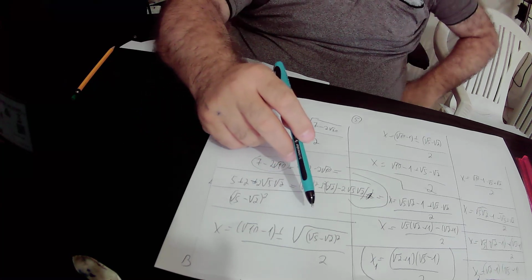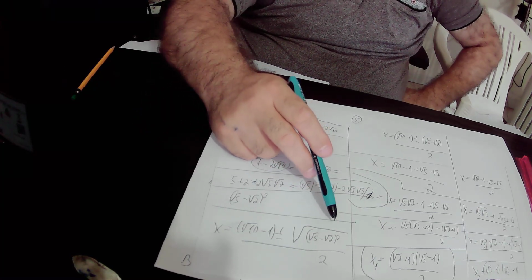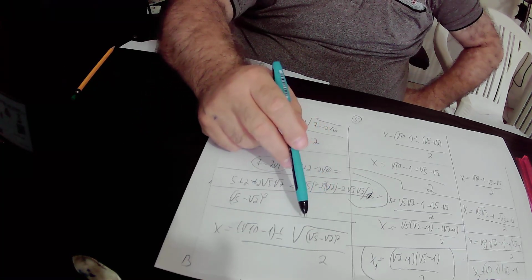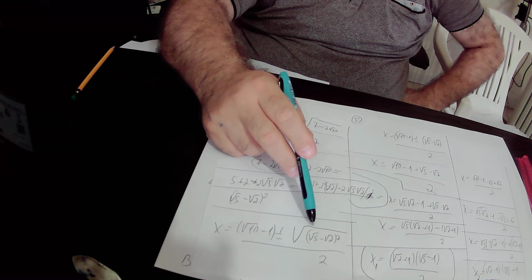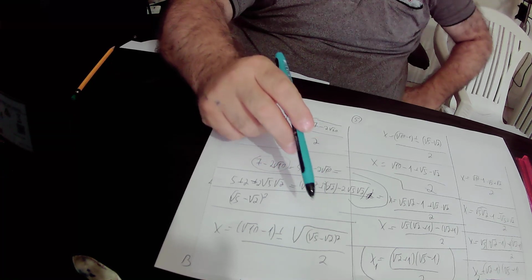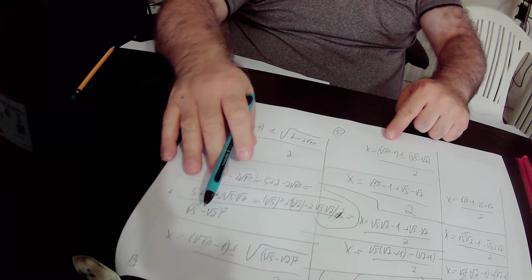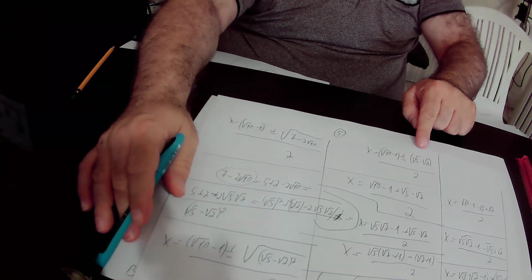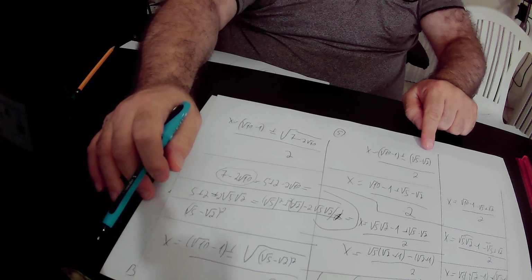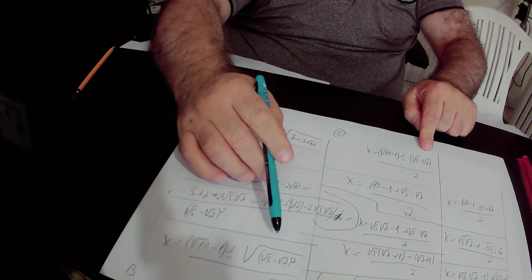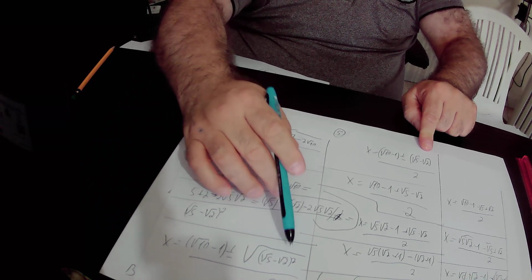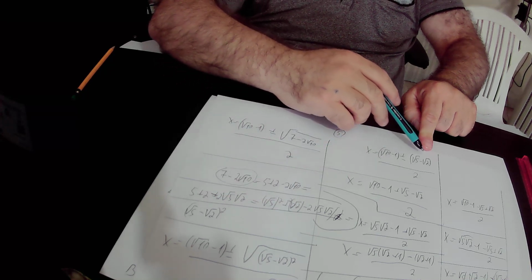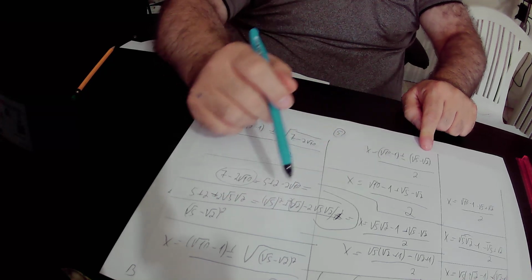And here we have the square cancels the root and we are left only with square root of 5 minus square root of 2. So in conclusion we found that x equals square root of 10 minus 1 plus or minus (square root of 5 minus square root of 2). Repeat again that the root cancels the square and we are left only with square root of 5 minus square root of 2, over 2.